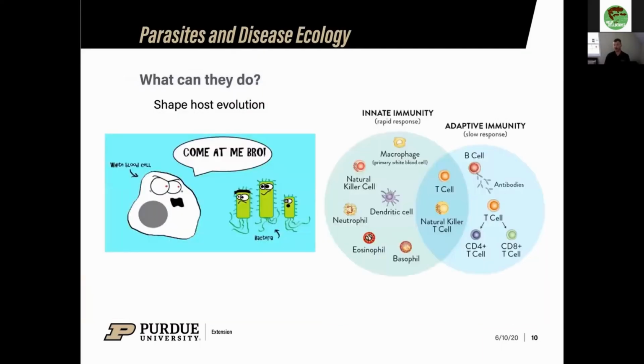In addition, we also know that parasites have shaped human evolution, as well as the evolution of many host species, right? Think about our innate as well as adaptive immune systems. These systems have evolved to fight off various types of parasites and pathogens, these challenges to the body.